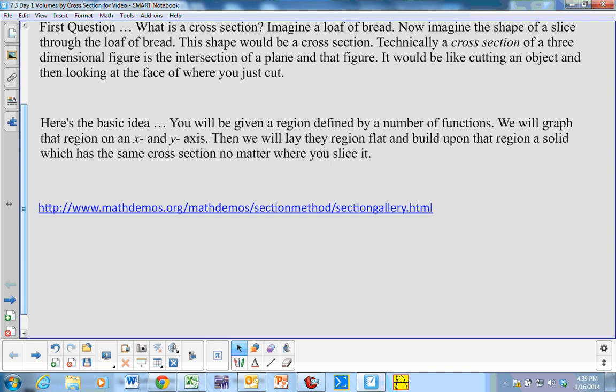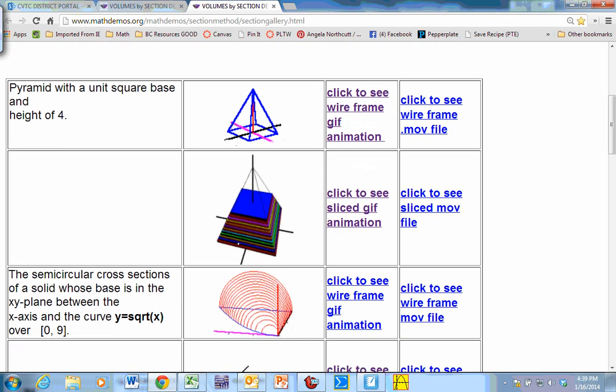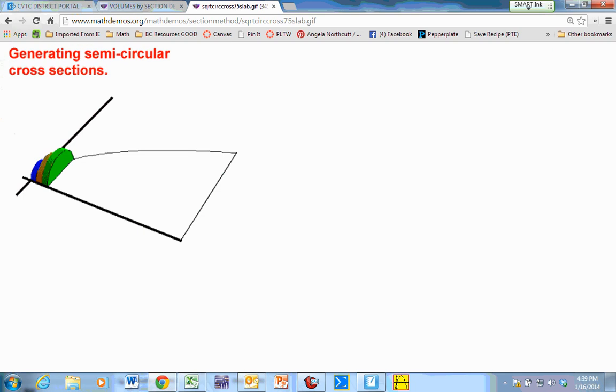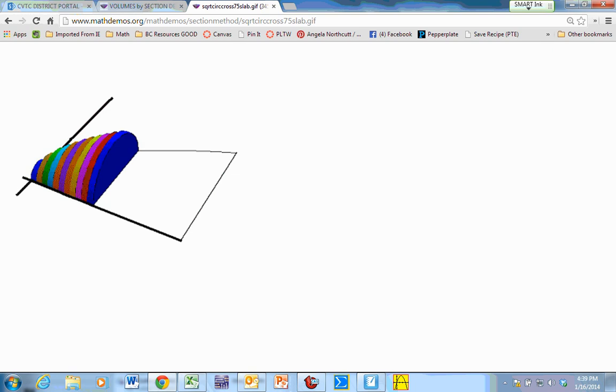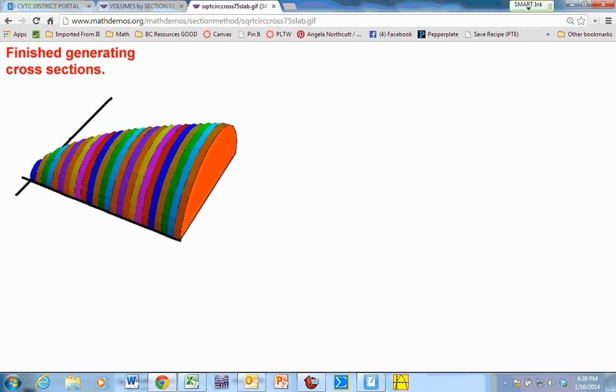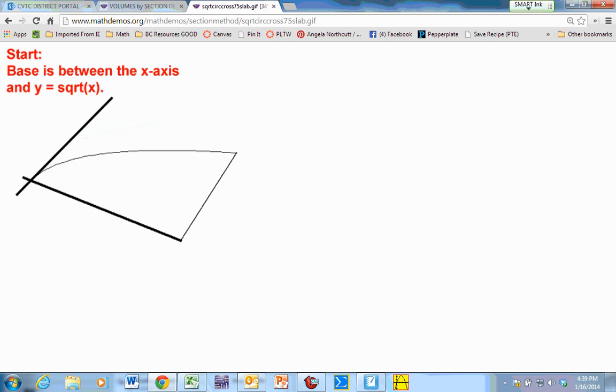So we're going to look at a demo that's really nice, that shows you a better idea of what those cross sections look like. And it's on your notes. If you want to look at it later, you can see that. Basically, the x and y axis are laid down flat, and these cross sections are coming up off of that. These cross sections are all semicircles, and the thickness, notice, is going across the x-axis. The x-axis is laying down, so the thickness is delta x. So it's like what we did with area. That tells us the width is delta x, so we're going to do things in terms of x.